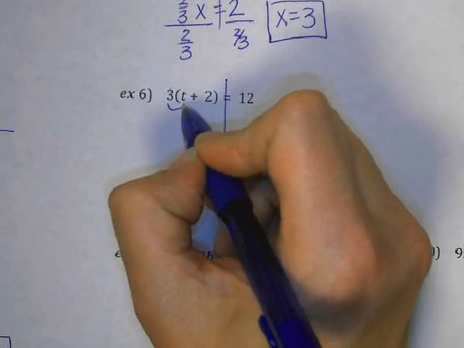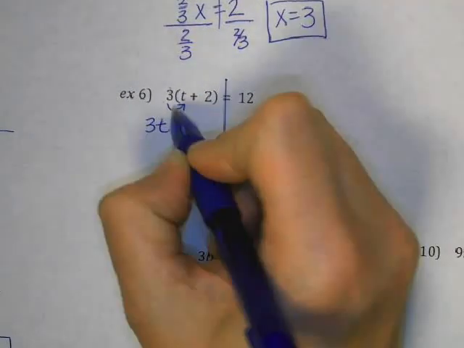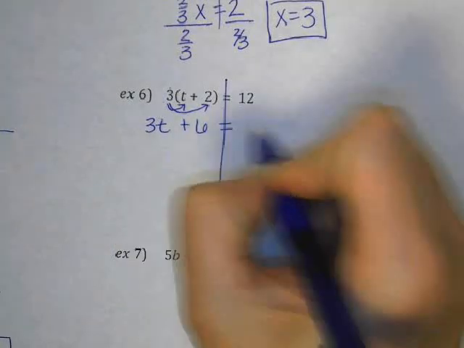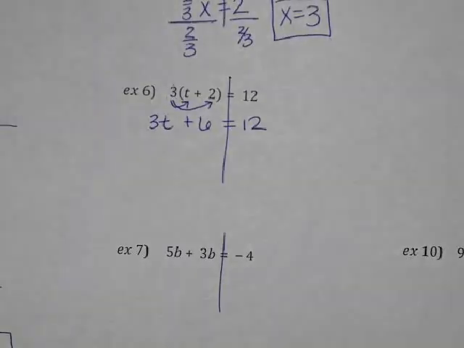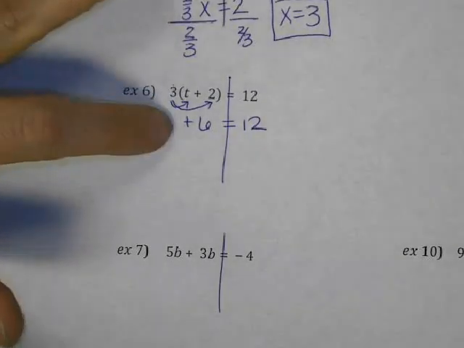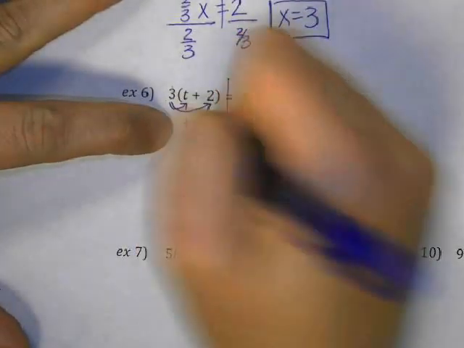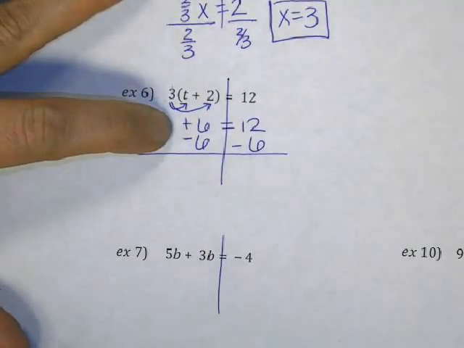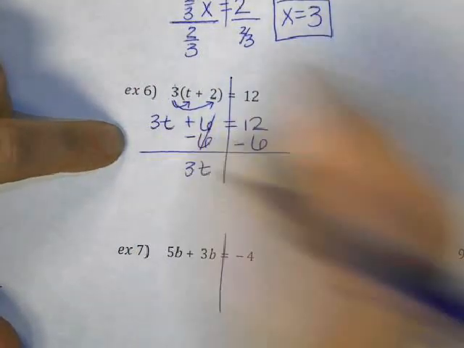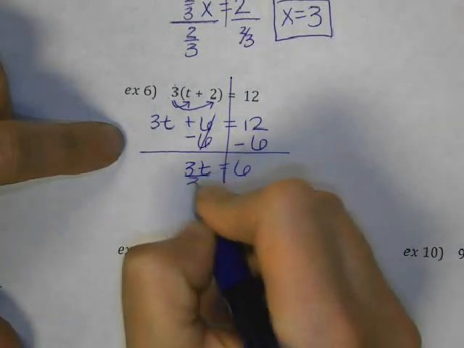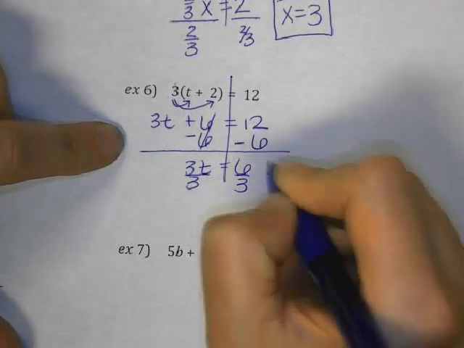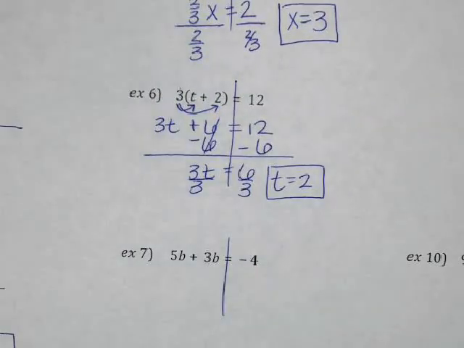So when I multiply, I get 3 times t, which is 3t, and 3 times 2, which is 6, equals 12. Now, this problem looks just like the rest of them, and you can solve it just the same way. Cover up the 3t, get rid of the 6 by doing subtraction, and I'm left with 3t on this side and 6 on that side. Then divide by 3, and you get t equals 2. Okay? So, anytime you see parentheses, you're always going to take care of that first.